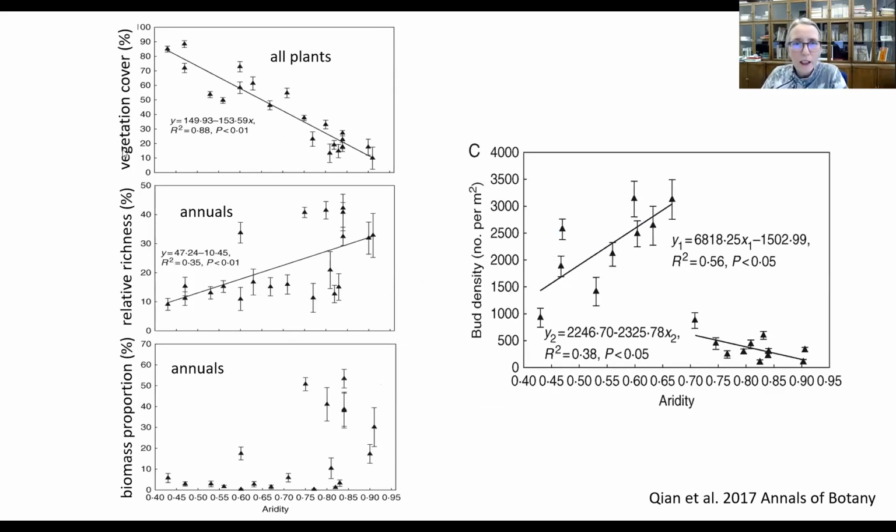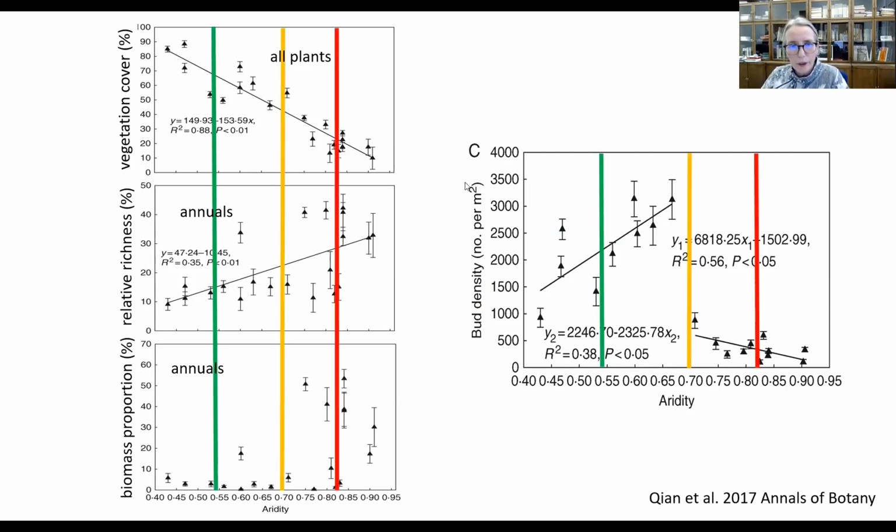And you can see here along this aridity gradient, the vegetation cover of all plants, as you would expect, is decreasing, the relative richness of annuals is increasing, and the biomass proportion of annuals is increasing. And bud density is at first increasing a little bit and then abruptly decreasing to very low numbers. So the same effect. These arid places do not have this bud bank which buffers biomass production. And here we can visualize this tipping point.